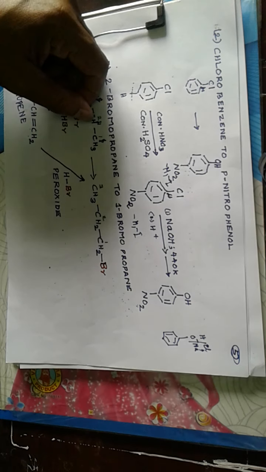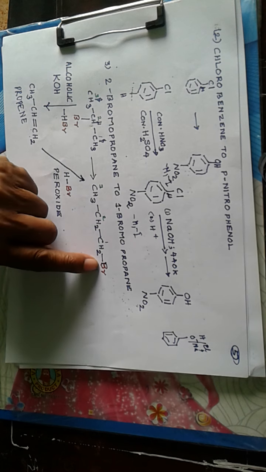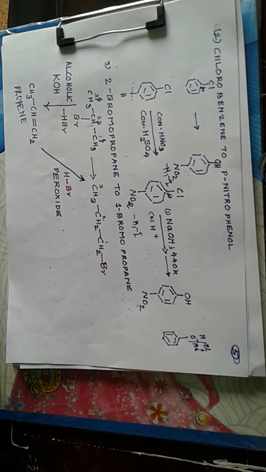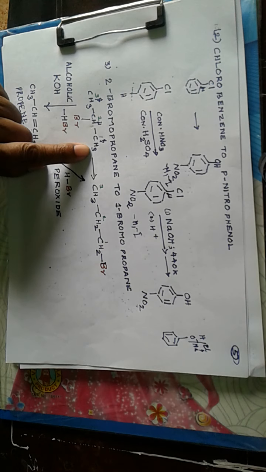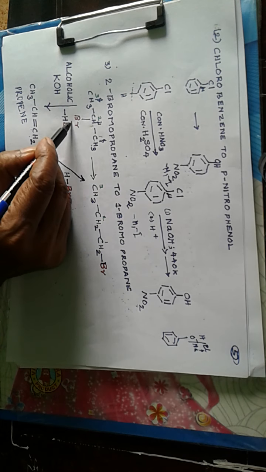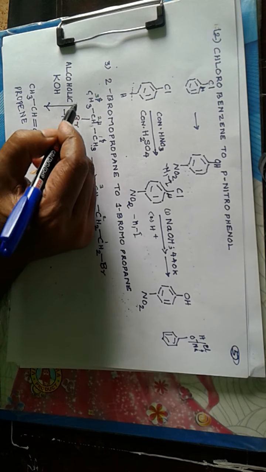Now 2-bromopropane is shown here, bromine connected to the second carbon, and 1-bromopropane. Now this conversion is very easy. When you use alcoholic KOH, a beta elimination reaction occurs. There are two beta positions which are identical. So H and Br may be eliminated from here, or H and Br may be eliminated from here. We get the same molecule, that is propene.